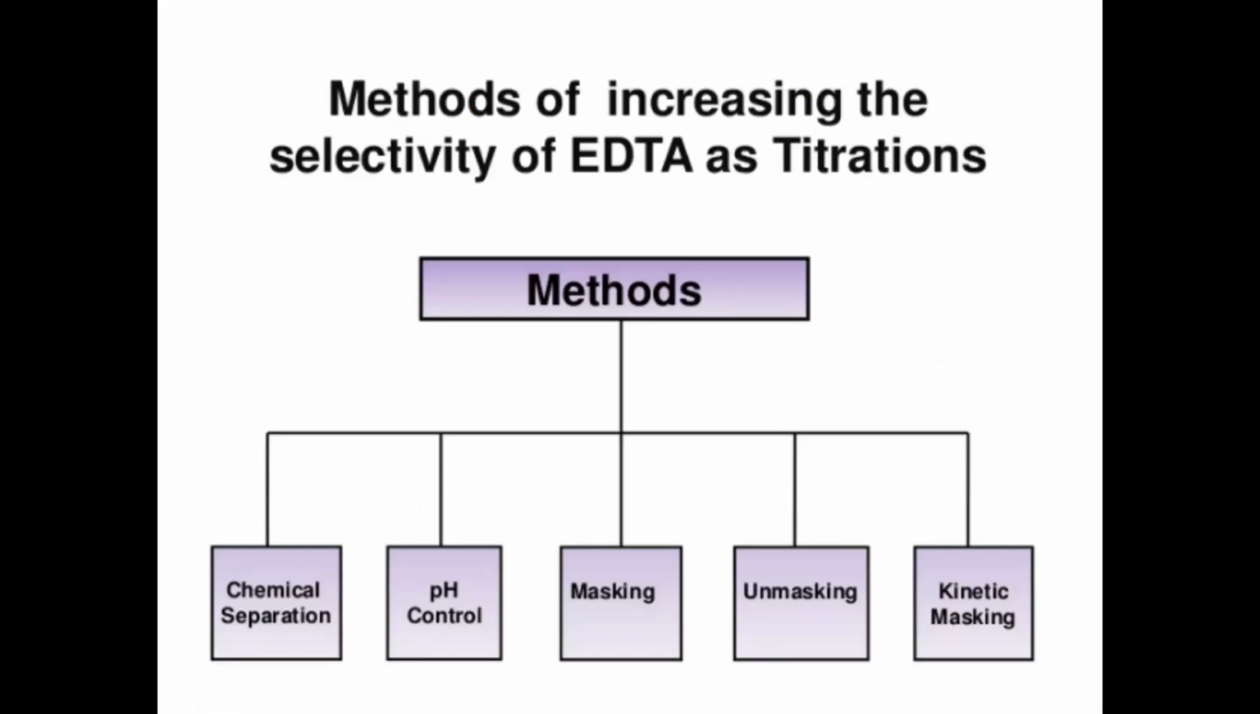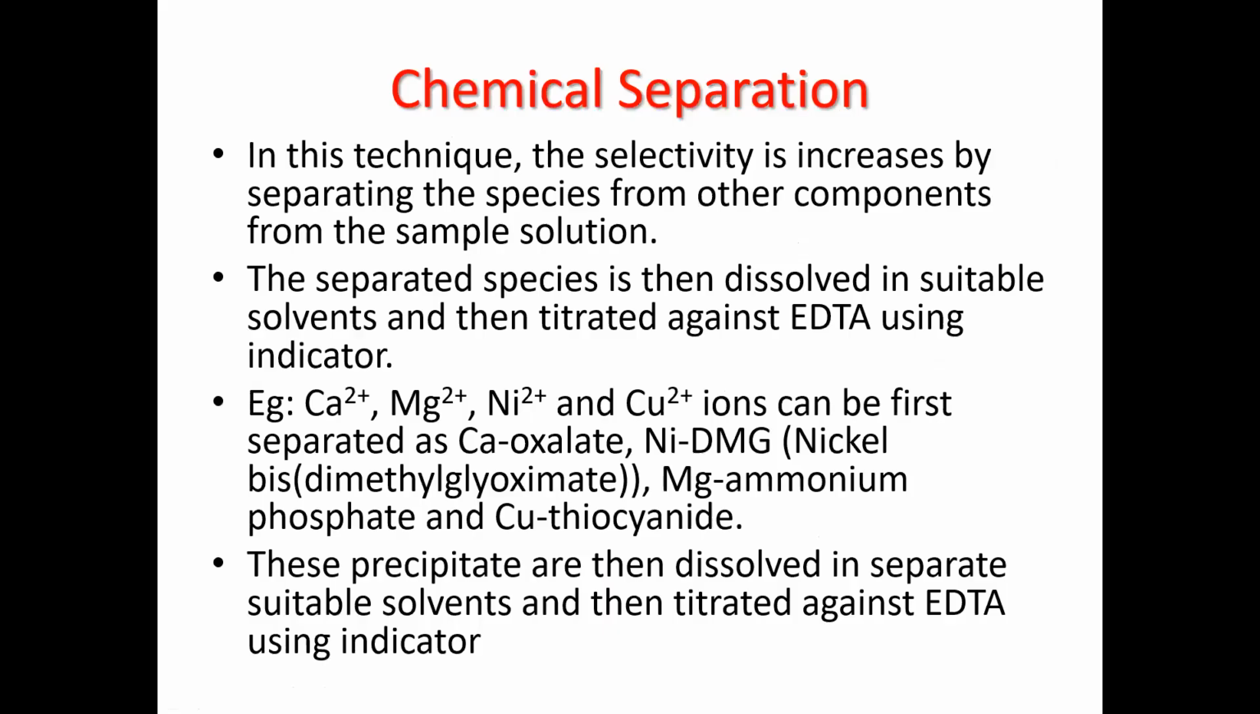So how do we increase the selectivity of EDTA? Since we said that EDTA is not selective, it can bind with almost all the metals in the solution and form complexes. How do we increase the method of selectivity? We can use chemical separation, the control of pH, the use of masking and demasking agents, as well as kinetic masking. So we take them one after the other.